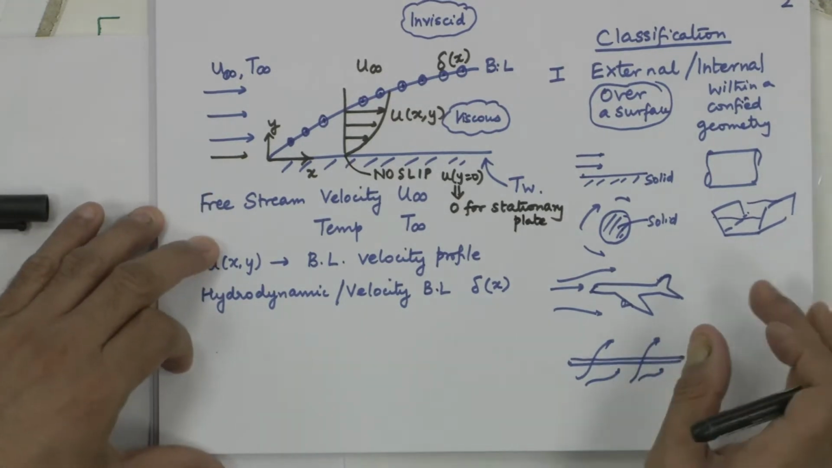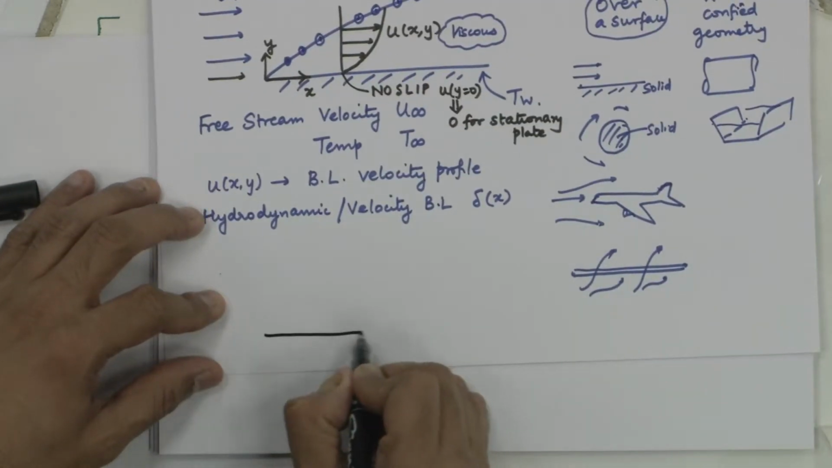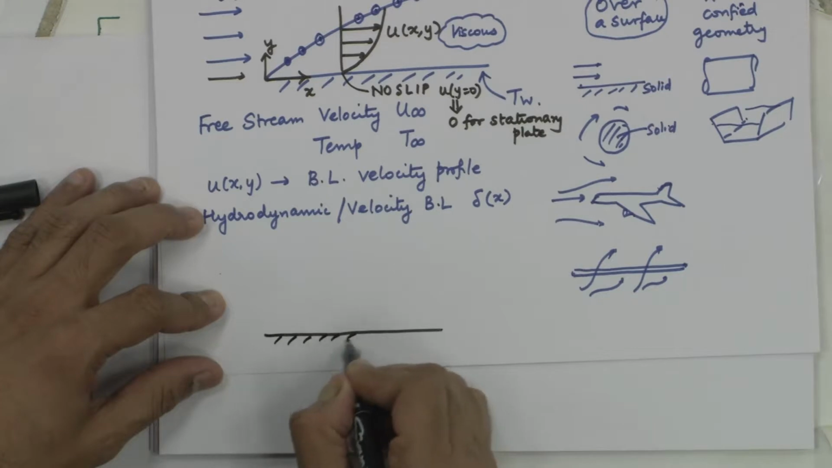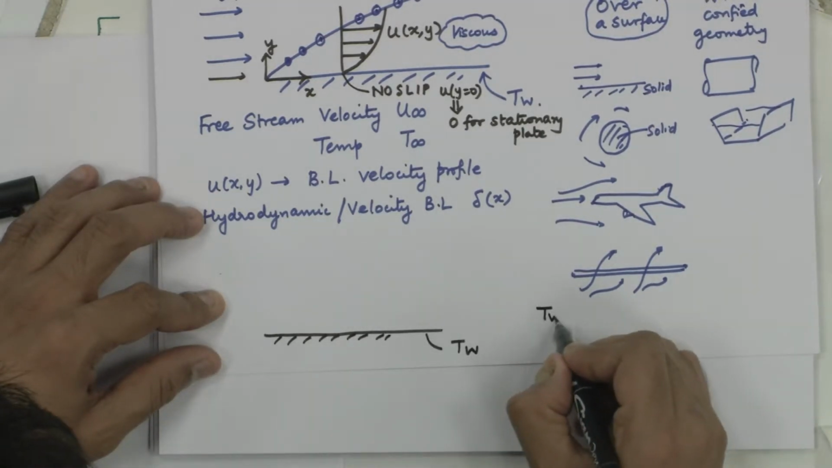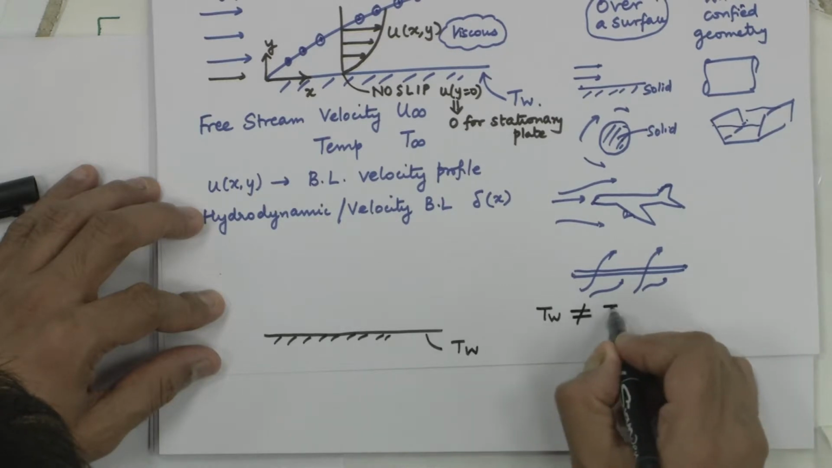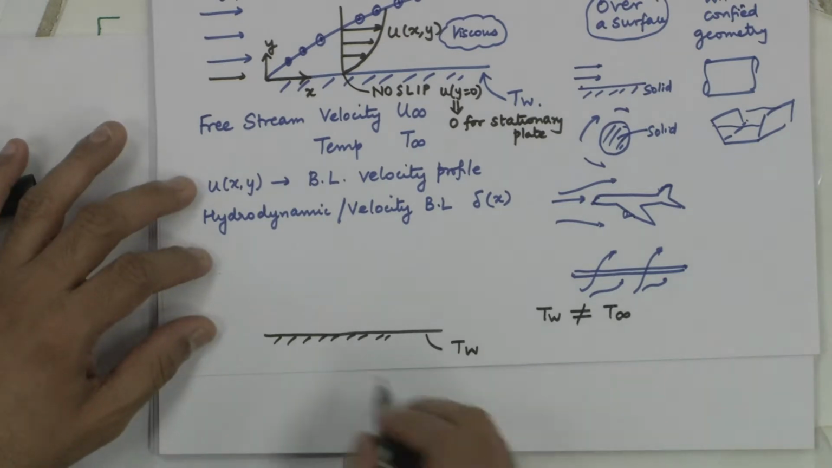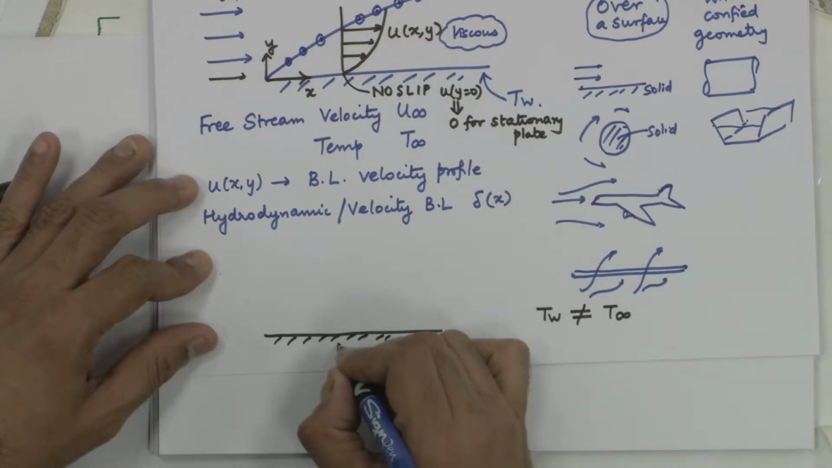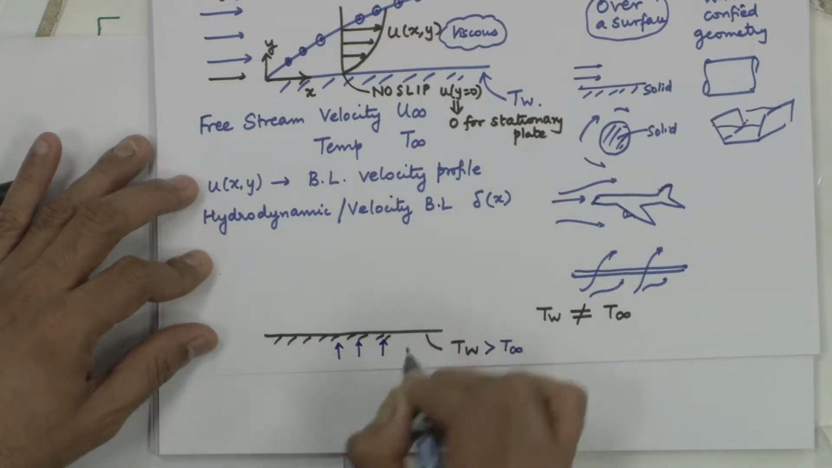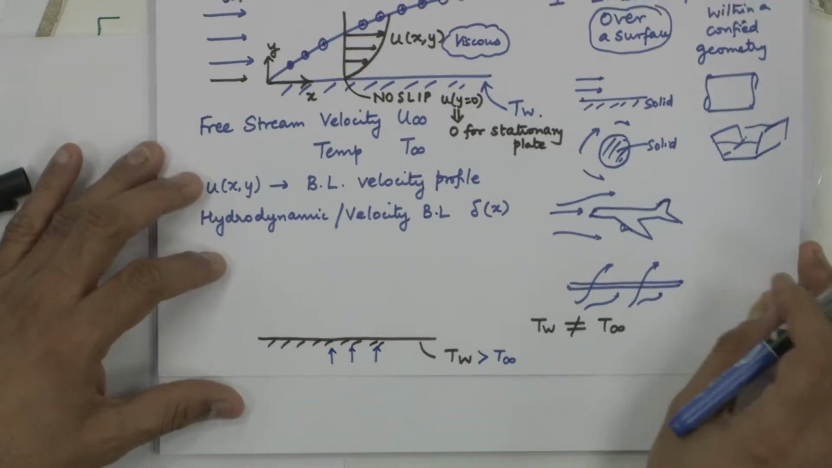Similarly, the thermal no slip condition refers to the fact that for heat transfer to occur, T wall should be unequal to T infinity. Definitely you need to have a temperature difference for any heat transfer to occur. So, if T wall is greater than T infinity, heat will flow from the plate to the fluid, and the fluid is going to get hotter. Very good.